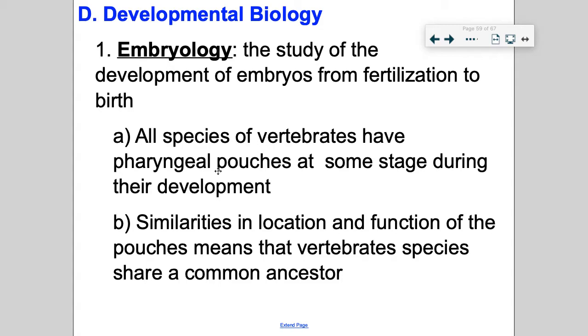For some species it turns into gills, lungs, or the eustachian tube. At one point it splits and goes in different directions. But similarities in location as well as function of the pouches mean that vertebrates shared a common ancestor at one point. Are we going to keep going? Yeah. So I'm going to show you a picture of four different embryos.